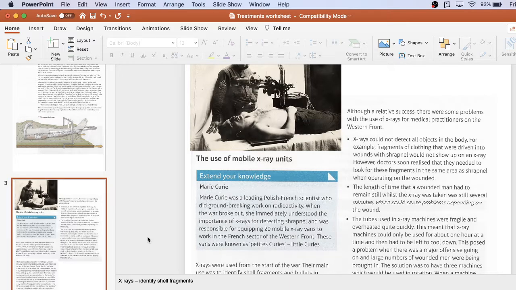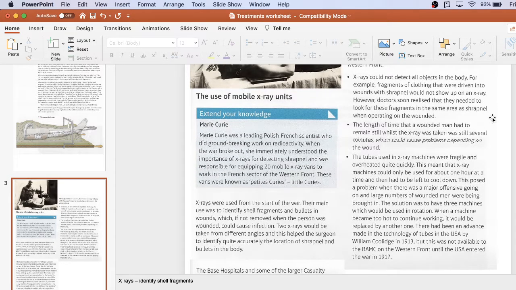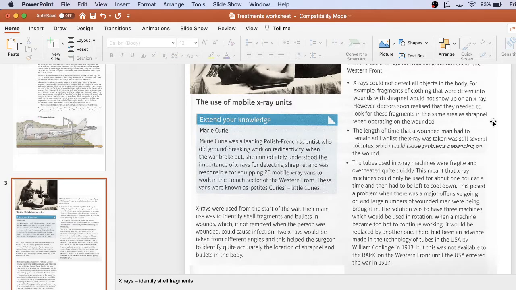Now, there were a lot of limitations with early X-rays. Firstly, at the start of the war, while they were able to identify things, they couldn't detect all things in the body. They took a lot of time, so someone who's wounded, who's having an X-ray, would have to sit still for a very long time to find out where things are. The tubes would overheat, and they were incredibly big, and the tubes were fragile. The whole system would overheat, and to combat that, they would rotate them. And those that were static, the ones that weren't able to be rotated, were obviously very, very big.